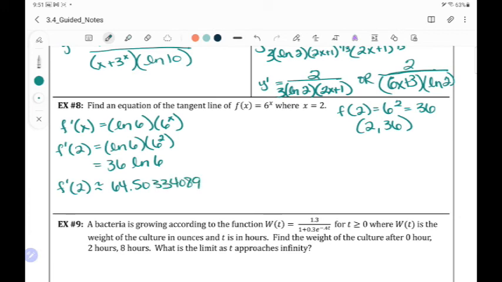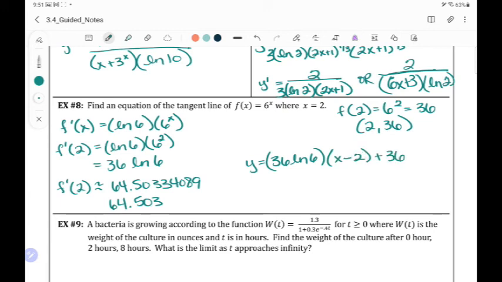Again, I'm trying not to round early, right? But if I wanted to round it off for AP, I would have to put at least 64.503. Then, finally, I can write my equation. It's either going to be y equals 36 natural log of 6 times x minus 2 plus 36.